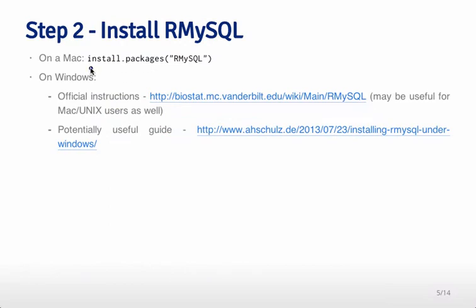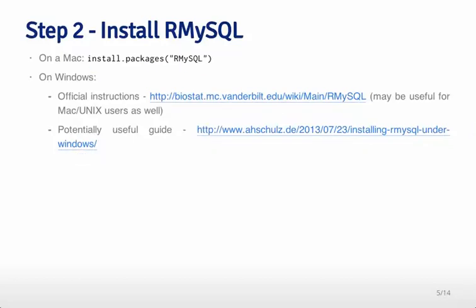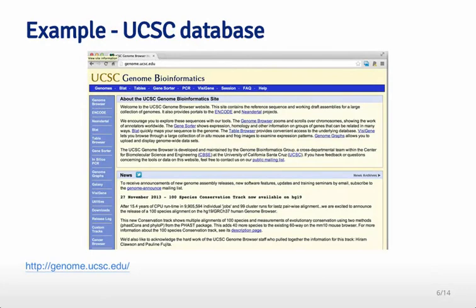On a Mac, you can just do install.packages RMySQL. For Windows, it's actually a little bit more complicated because of the way that the database drivers need to be set up and so forth. You can see the official instructions on this website, and this guide I found to be quite a bit more intuitive and useful. So if you are having a little bit of trouble getting it installed on Windows, that might be a good place to go. If you have more trouble, please go to the forums and ask questions.